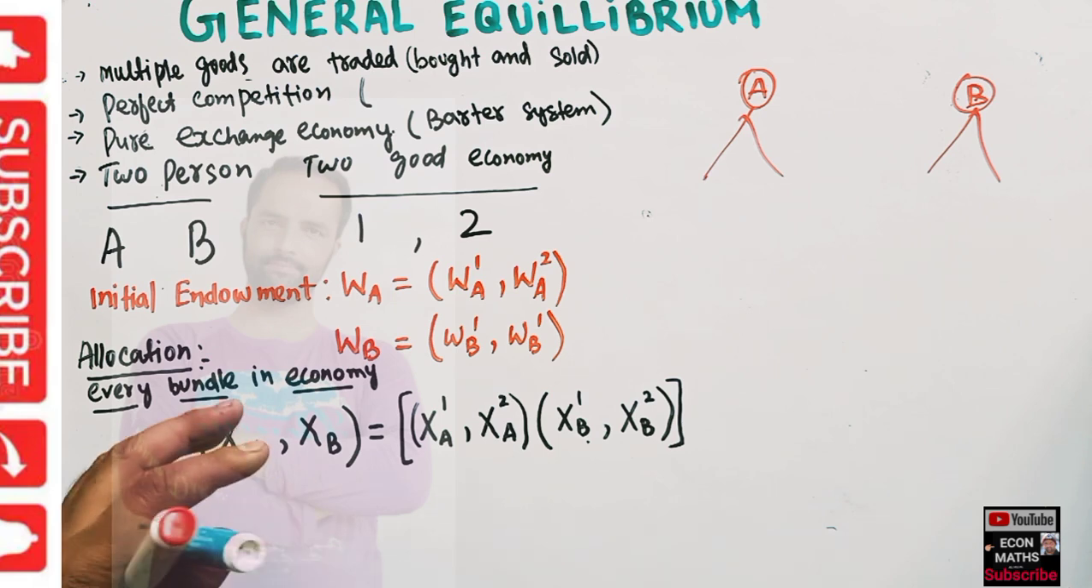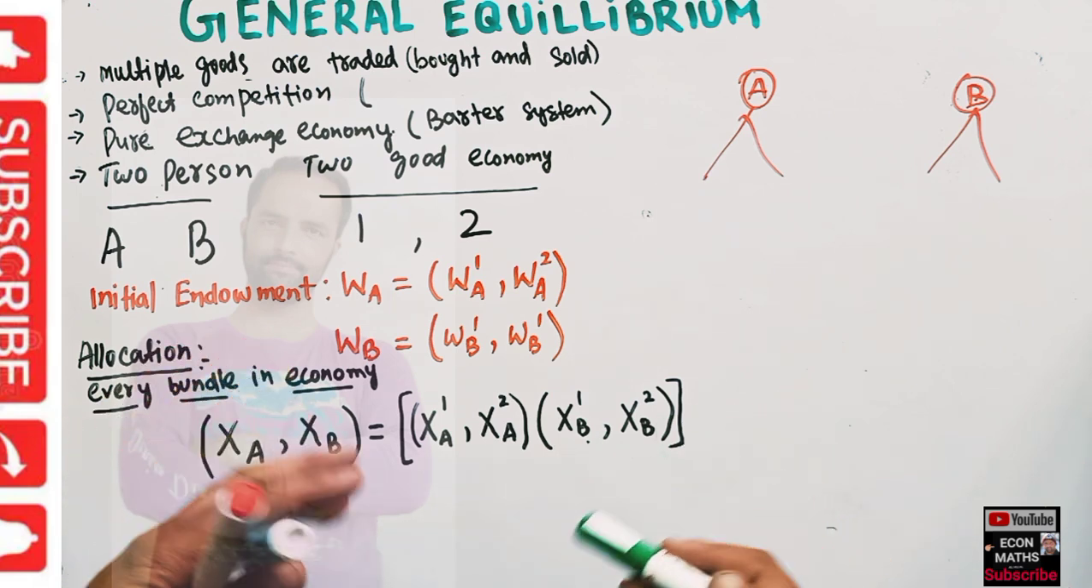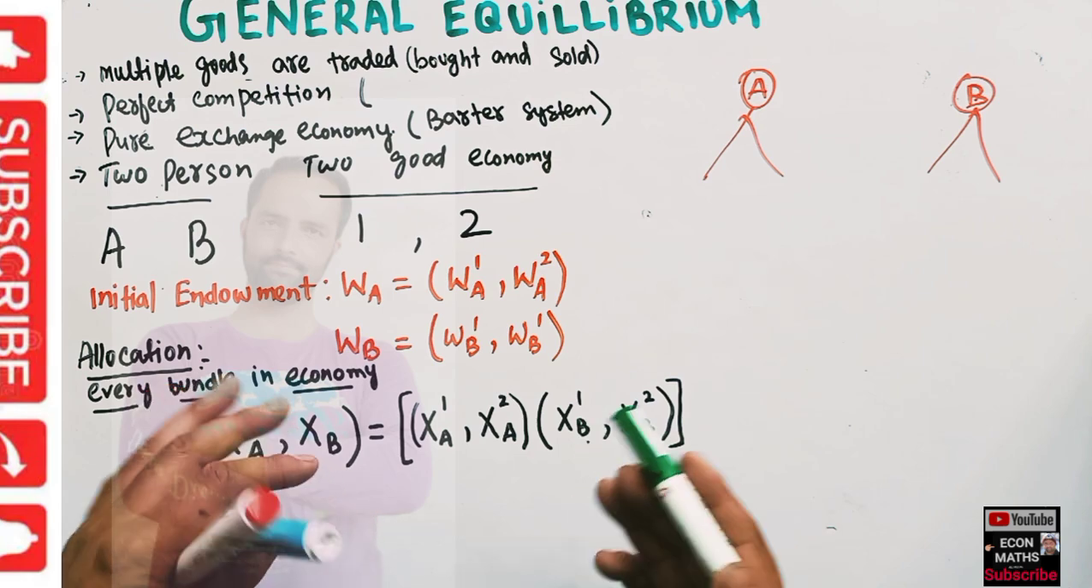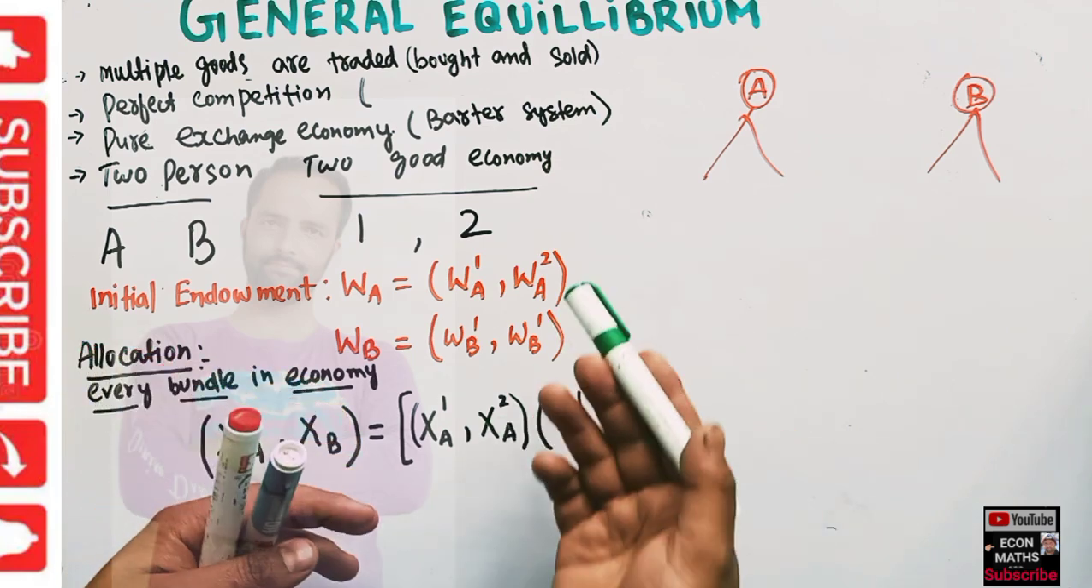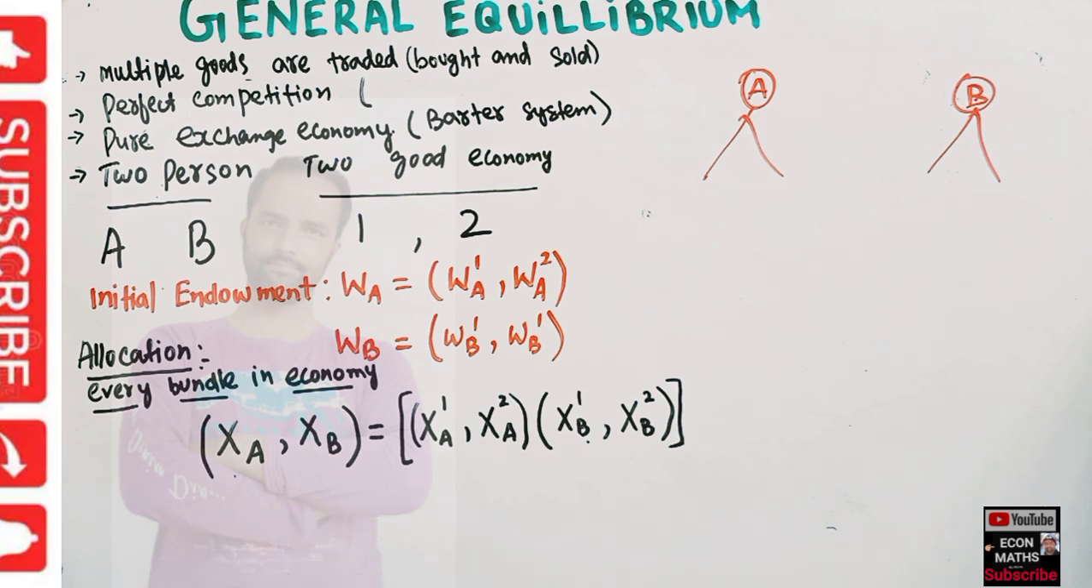And by the way, if we solve a numerical, which I will, inshallah, you will get all the idea. It's not rocket science to learn about this general equilibrium. It's actually very simple. So this is an allocation. Now what we need to learn is about the feasible allocation. What is meant by feasible allocation?